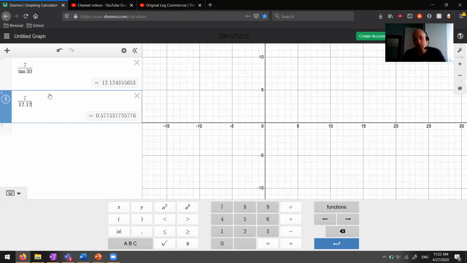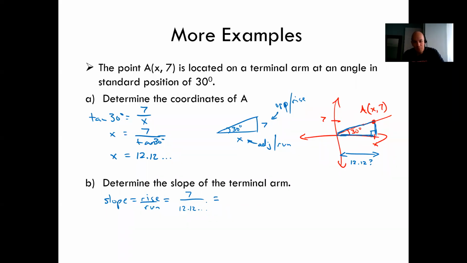But if I wanted to do this more precisely, instead of typing in 12.12 and so on, I could say 7 divided by tan 30, because that's what it is, right? 7 over tan 30 is the length of x. Now some of you are probably going, well, that's sort of weird. Can't I just simplify this a little bit? And you're absolutely right. This is better written as 7 over tan 30. That's a more precise answer.